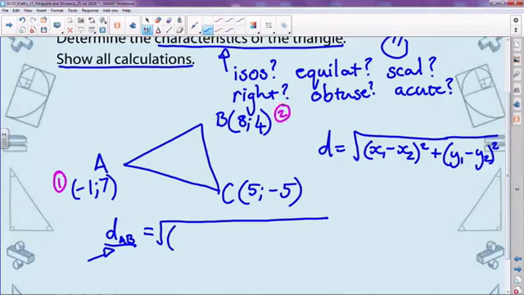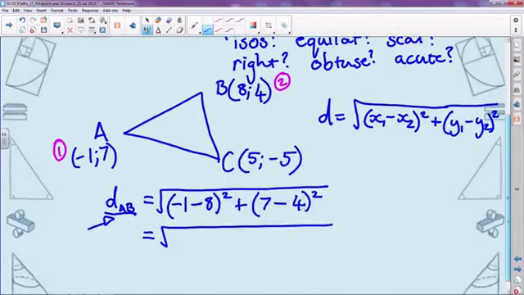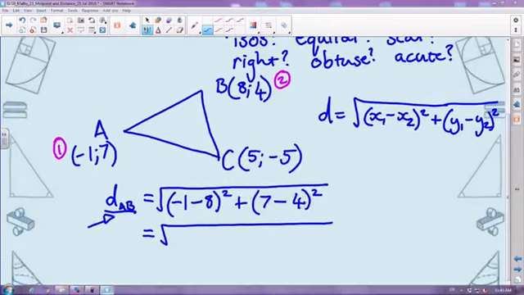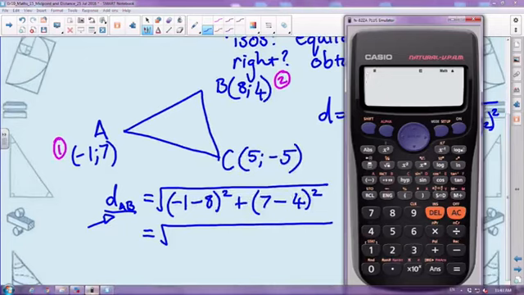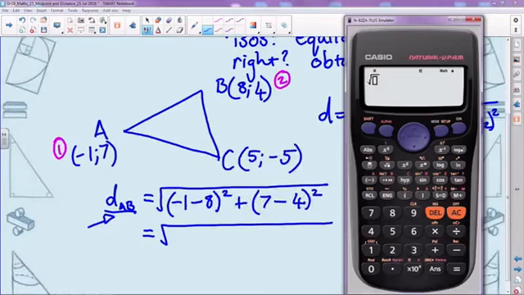So that means my x1 coordinate is -1 and my x2 coordinate is 8. I'm going to square it. And then my y1 coordinate is 7 and my y2 coordinate is 4. And let's square it. Okay, at this point you should be able to use your calculator to get the answer. And let's do that, because why not? We've got the tool, let's use it. And you can type it in exactly as you see it.